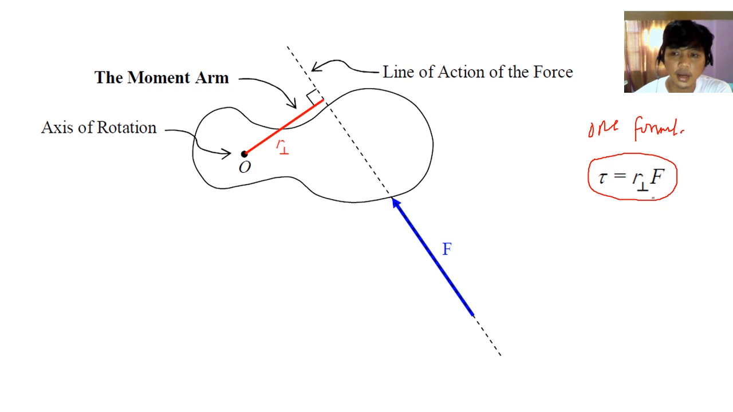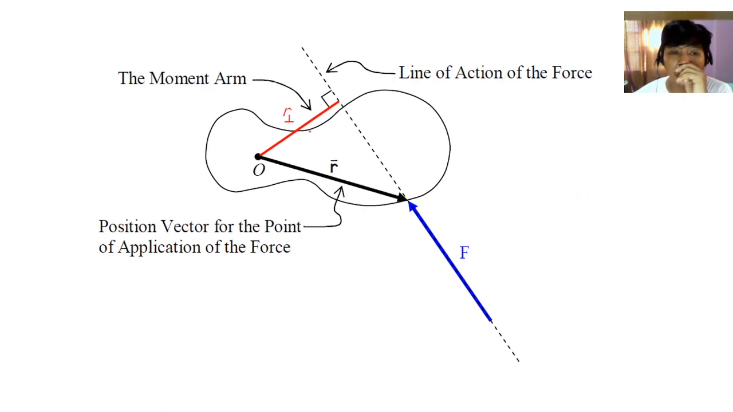And if you get R perpendicular and F, and you multiply both, you get the torque. This is another important R. This is different from R perpendicular. This is known as the position vector for the point of application for the force. The difference is that R is the position vector, and R perpendicular is the moment arm. Those are two different things, but you'll find out later they are related somehow.